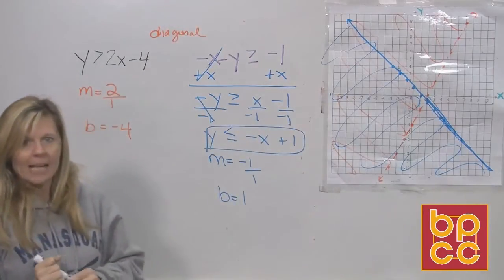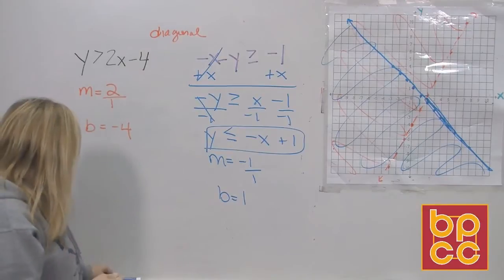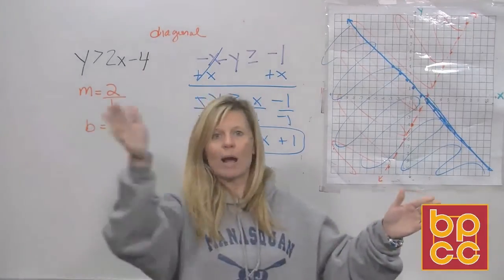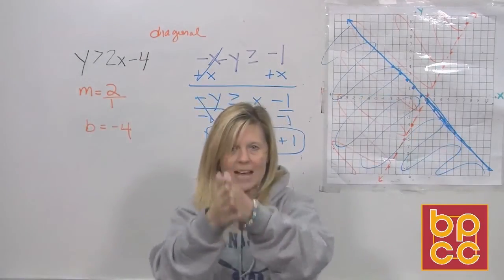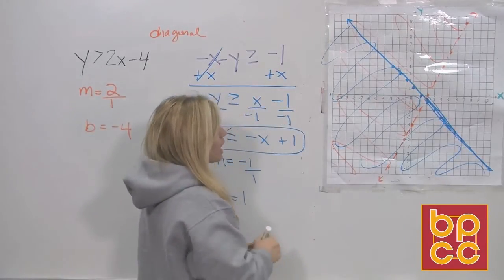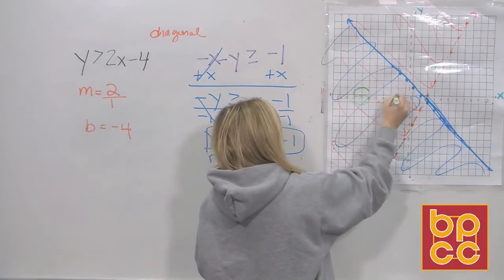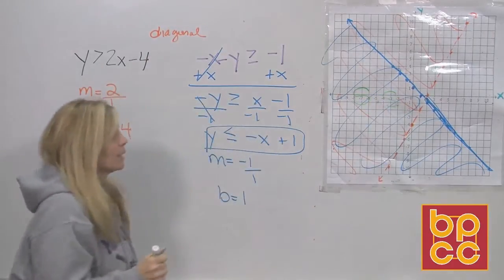Now, the answer or the solution is where the two shadings intersect. Because that's what we did. Remember when we did the number lines? Greater than, less than, and the shadings intersected? That's what we're doing here. So your solution set is where your two colors intersect, which is in this region right here. So I'm going to put a big SS for solution set.